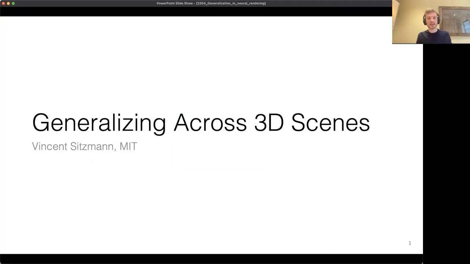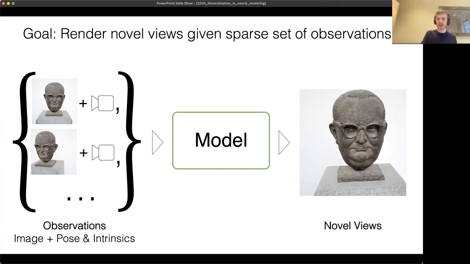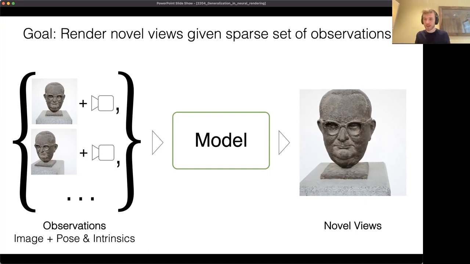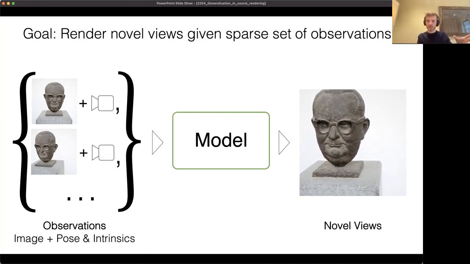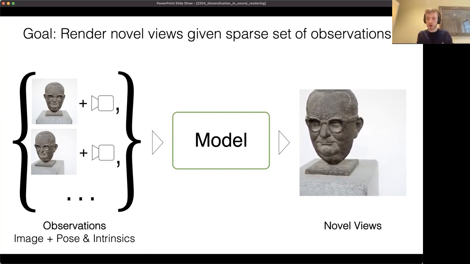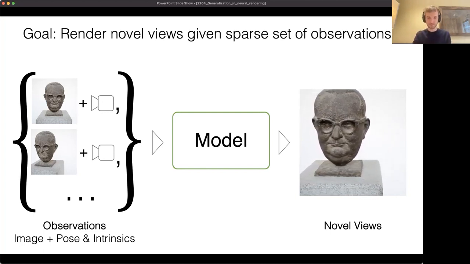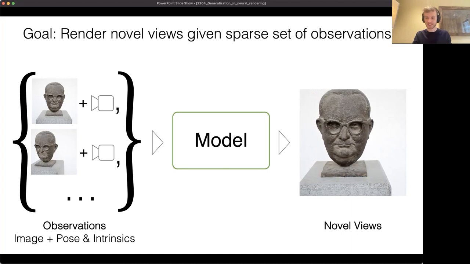Hi, my name is Vincent, and I'll talk about how we can generalize across 3D scenes, or generalization for neural rendering. Okay, so as Ben has just told us, in general, the problem that we're trying to solve is that of, given a set of images, we want to somehow fit a model to that set of images such that we can render novel views of the underlying 3D scene. That is also the problem that we're going to tackle in this case.